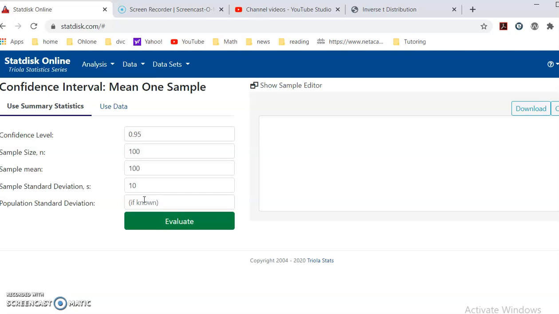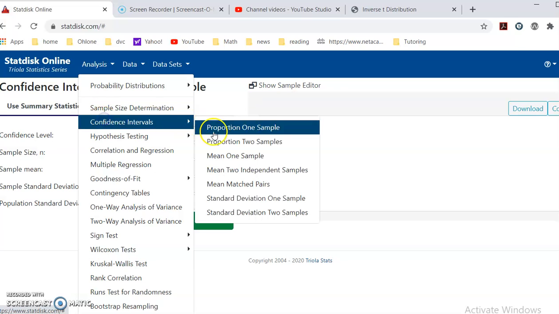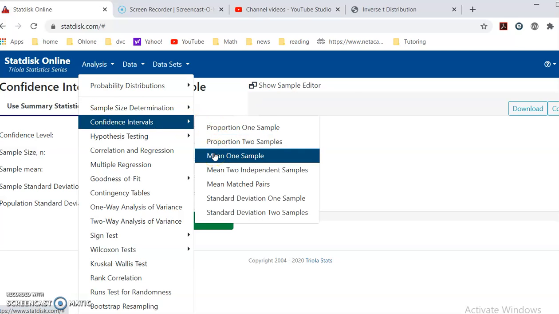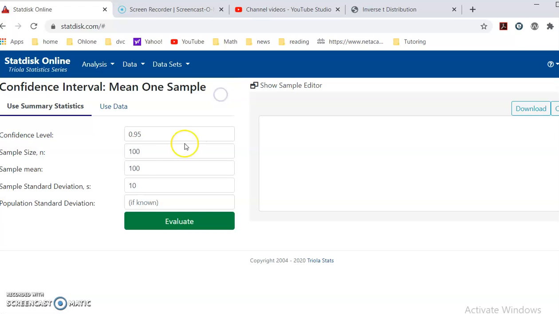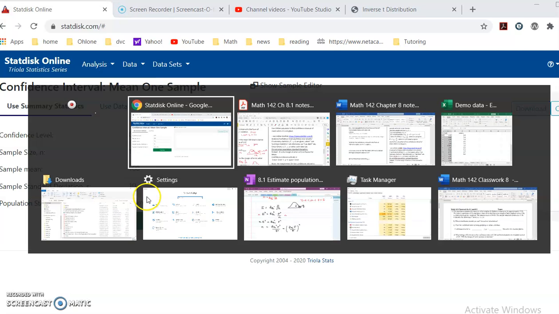So in some software, like a graphing calculator, you have to determine whether you use t or z. But instead, you actually skip this determination. You just always use this analysis, confidence interval mean from sample. So you don't need to distinguish yourself as to do t or z. So that is the good thing. But you have to know that you do not give this, okay? Because this is not given.